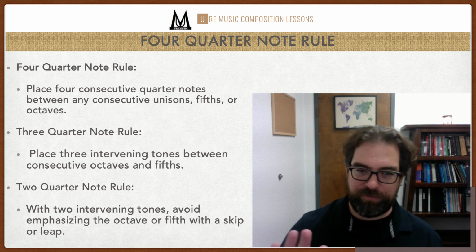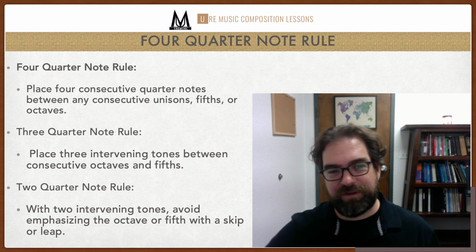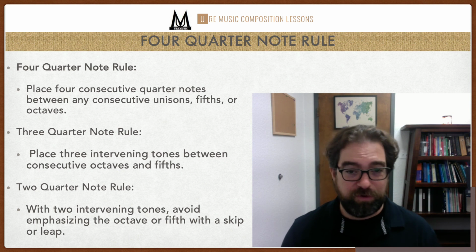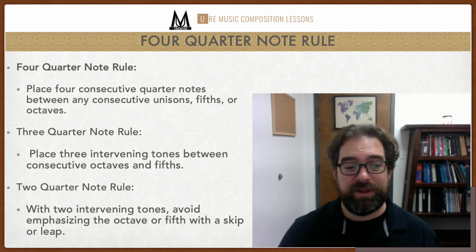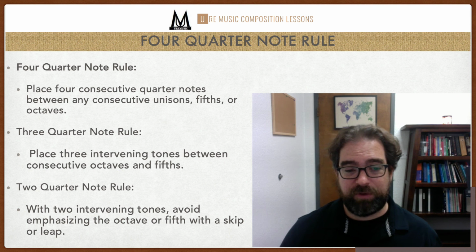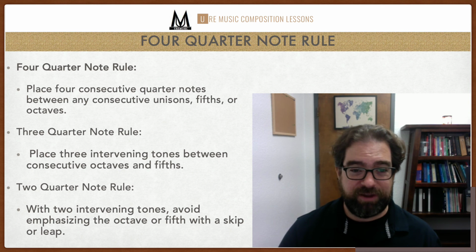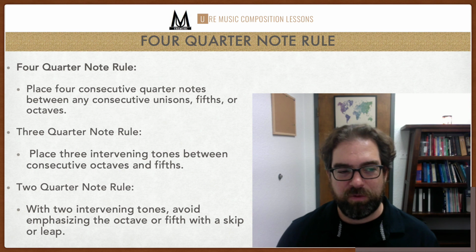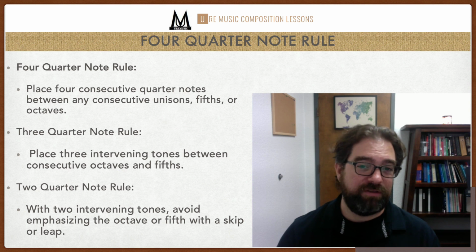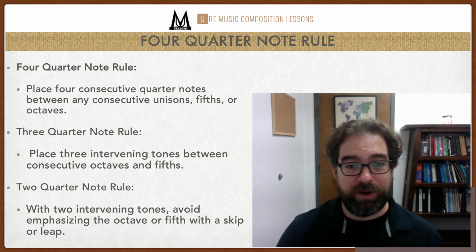Because if you think about it, let's say you have an octave on beat 1, you then put in 4 quarter notes, your next octave is going to be on beat 2 of the next measure, so no error can be made. With the 3 quarter note rule we talked about before, you want to place at least 3 intervening tones between consecutive octaves and fifths, and that's another way to kind of be safe. But then you may have a skip in there or something that makes a line just a little bit awkward. So that's why you have to be a little more careful with the 3 quarter note rule, because you can still make mistakes if you're skipping into that octave or that fifth, or skipping away from it even.